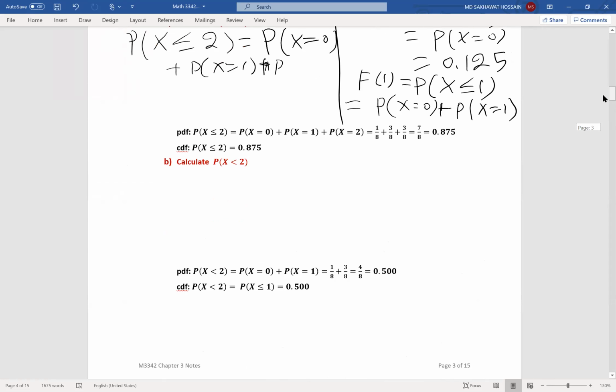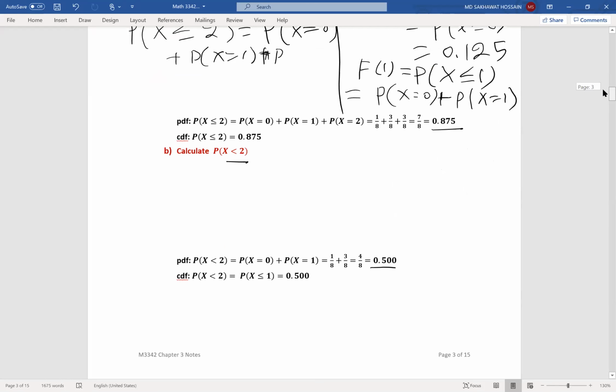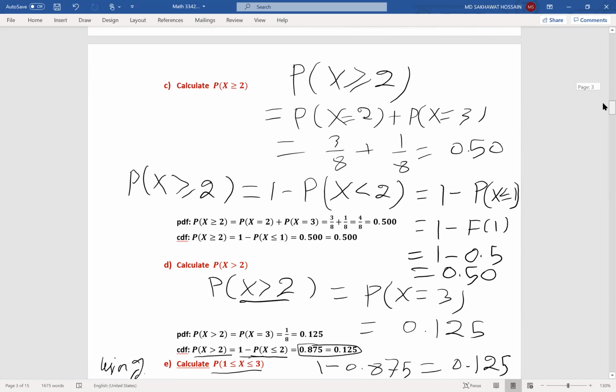So if you go back to the first example, part A and part B, you can see that the only difference is this is less than or equal and this is strictly less than. And you can see this probability is 0.875 and this probability is 0.50. So that means they have different probabilities when we use different signs, less than and less than or equal. So in the discrete case, this is really important. This is meaningful. But in the continuous case, they will have the same probability whether it is less than or strictly less than.